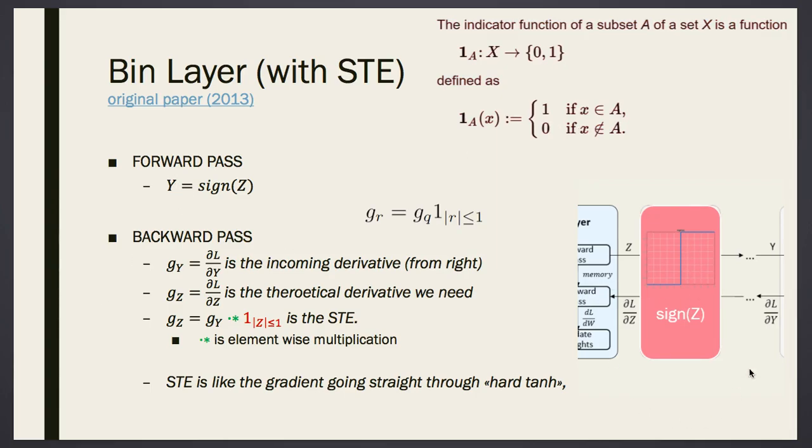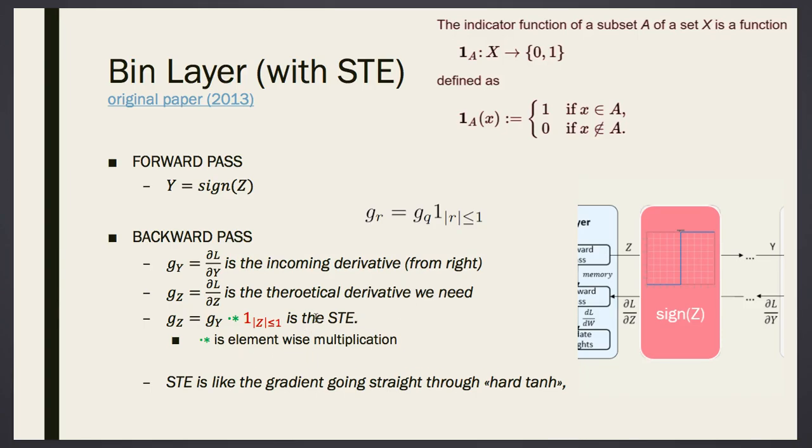So the forward pass is this. We are trying to construct the binary layer. Forward pass is the signum function. That's okay. In the backward pass, instead of the gradient, we use the straight-through estimator. So I'll make some simple definitions, guys. Let gy be the incoming derivative from the right. I'm going to calculate the straight-through estimator to calculate this, which is the theoretical derivative we need. We are going to calculate it with ST.